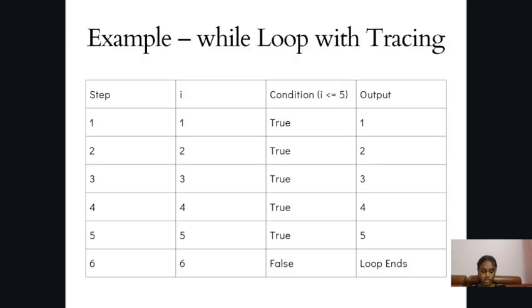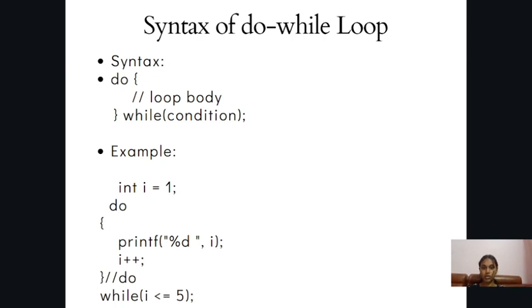Next is the do while loop. The do while loop is different. It's an exit control loop. That means the condition is checked after executing the body. So the loop runs at least once even if the condition is false. So this is the syntax of the do while loop, and this is the example.